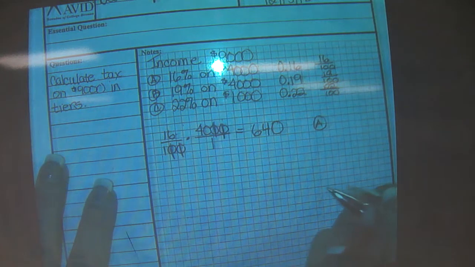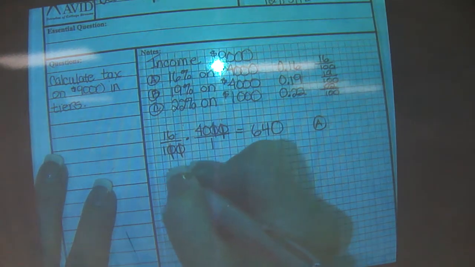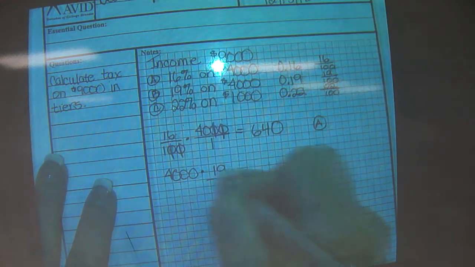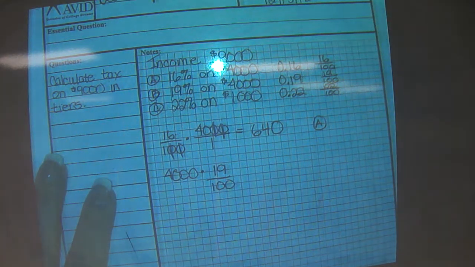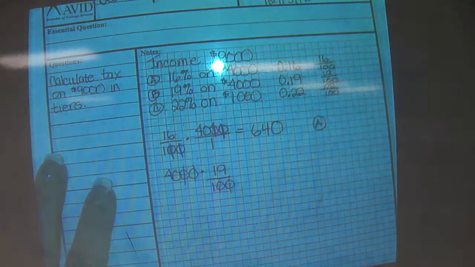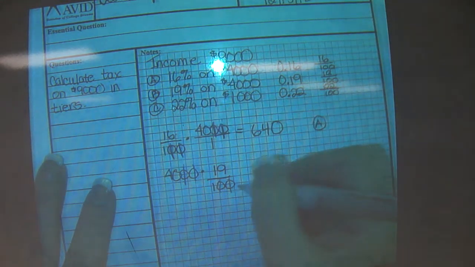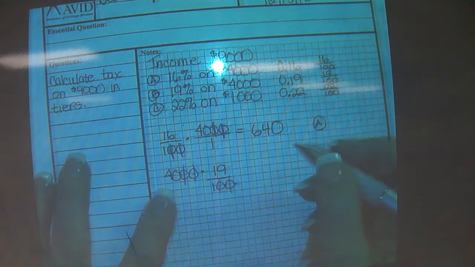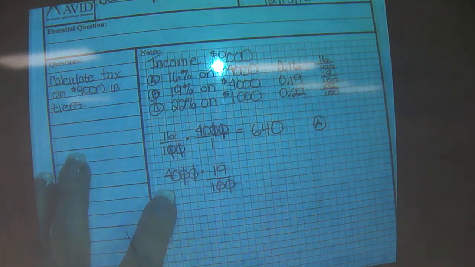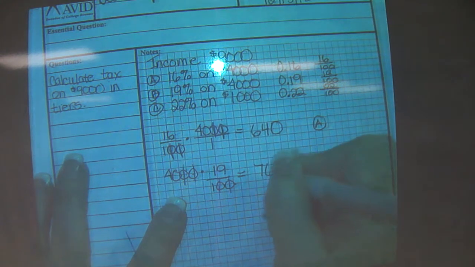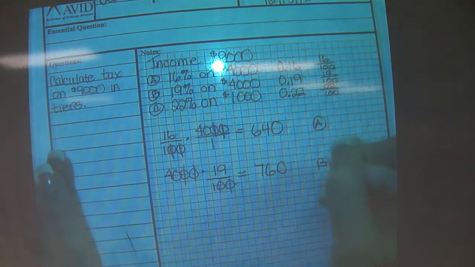Let's do calculation B. Does it matter which order we do it in? No. Let's try it this way. 4,000 times 19 hundredths. What do we do? Take out the 2 zeros. Divide by 100. That's what we're doing. We're multiplying this one by 100, and dividing this one by 100. 19 times 40 is 760. You're close. Only off by a couple. And that's calculation B. Boom, it's done.